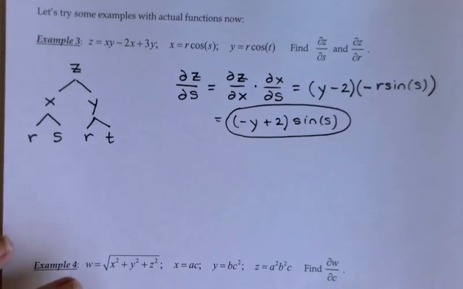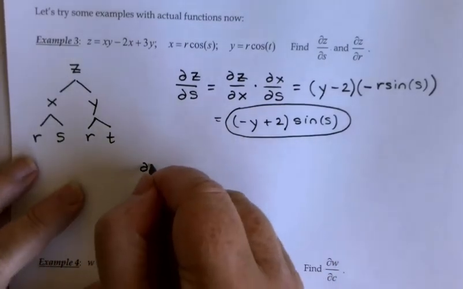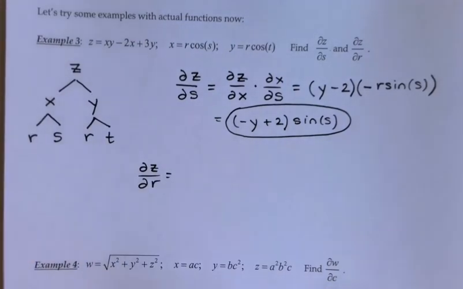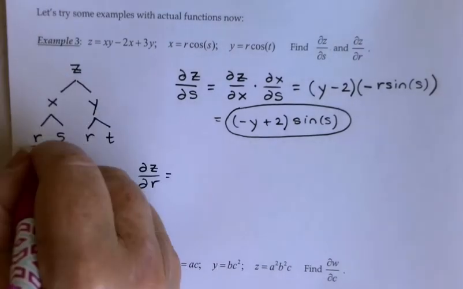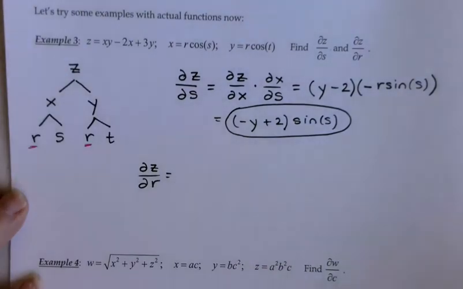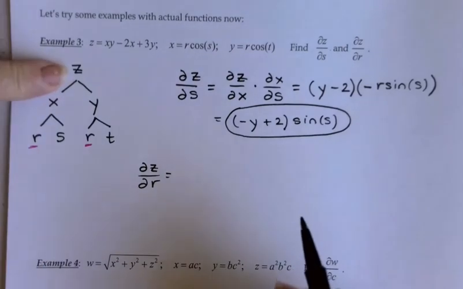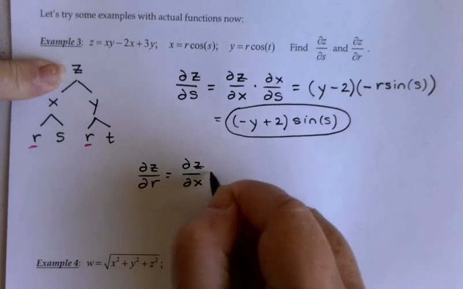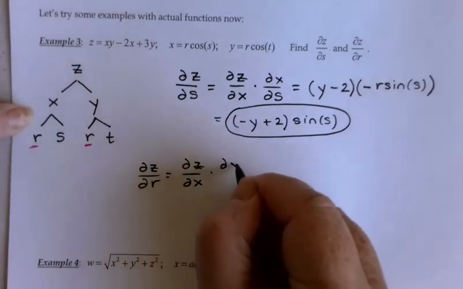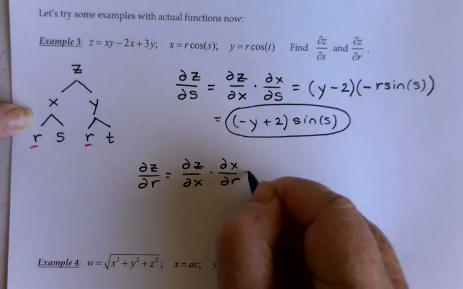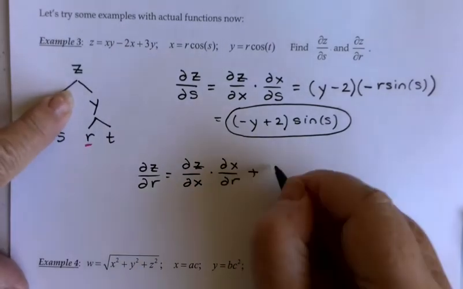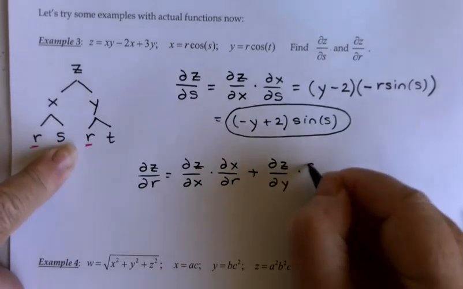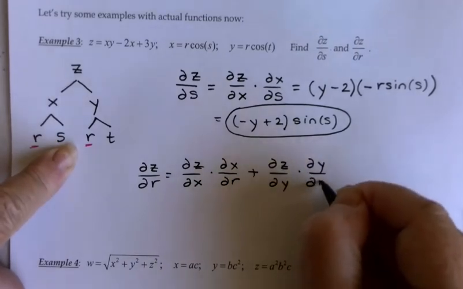What about the derivative of z with respect to r? Well, now I'm going to notice there's actually two paths to get from z to r, right? So we'll have to account for both of them. This first one would be the partial of z with respect to x times the partial of x with respect to r, plus this one, partial of z with respect to y times the partial of y with respect to r.